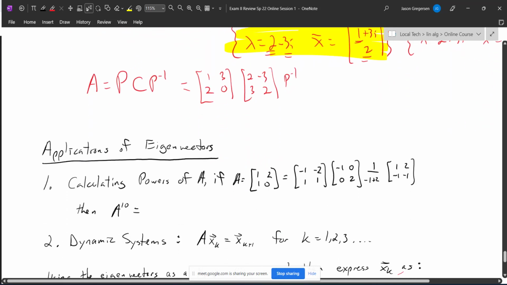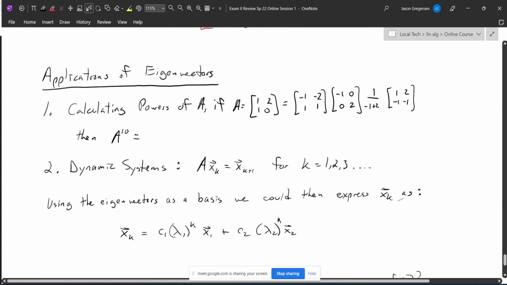All right, the last piece is applications of eigenvectors. There are really two we looked at in class. One is raising matrix powers. Given a matrix A, if I wanted to calculate A to the 10th, in general that would be hard to do. I'd have to take A times A times A 10 times. However, if I have a diagonal matrix D, raising that to the 10th power is much easier because I can just raise the diagonal components to that 10th power. That's only true for a diagonal matrix. So if I have A factoring into P D P inverse, it turns out A to the 10th will be P D to the 10th P inverse.